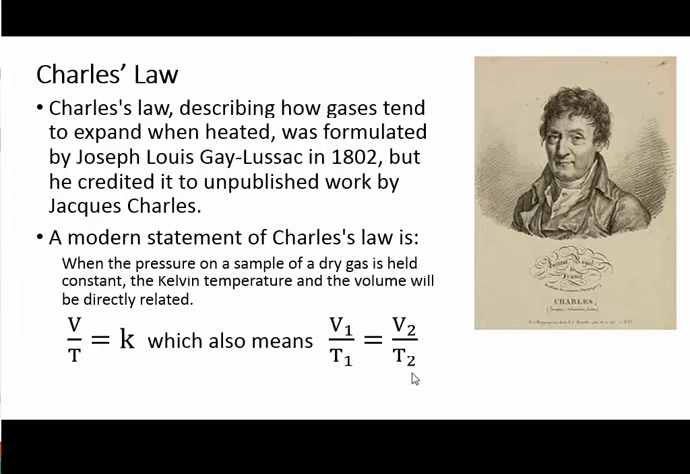We're not going to have to learn Gay-Lussac's law, but you do have to learn and know Charles' law. You have to memorize Charles' law. A modern statement of Charles' law is that when the pressure of a sample of dry gas is held constant, the Kelvin temperature and the volume will be directly related. So we have to use Kelvin temperature. We can't use temperature in degrees C. If it's given to you in degrees C, then you'll have to convert it. And you may have to convert it back to degrees C if the question asks you for it.